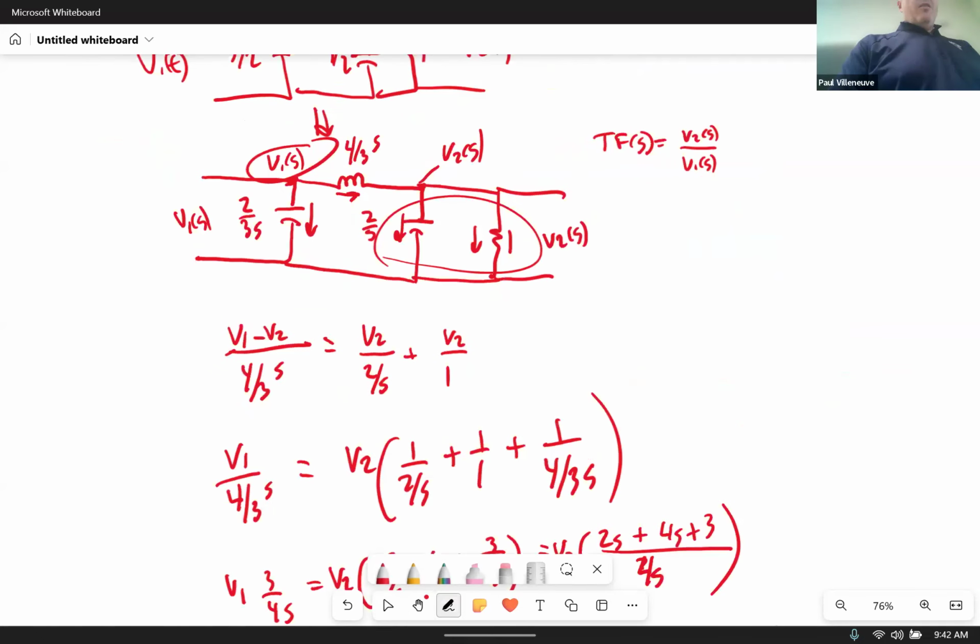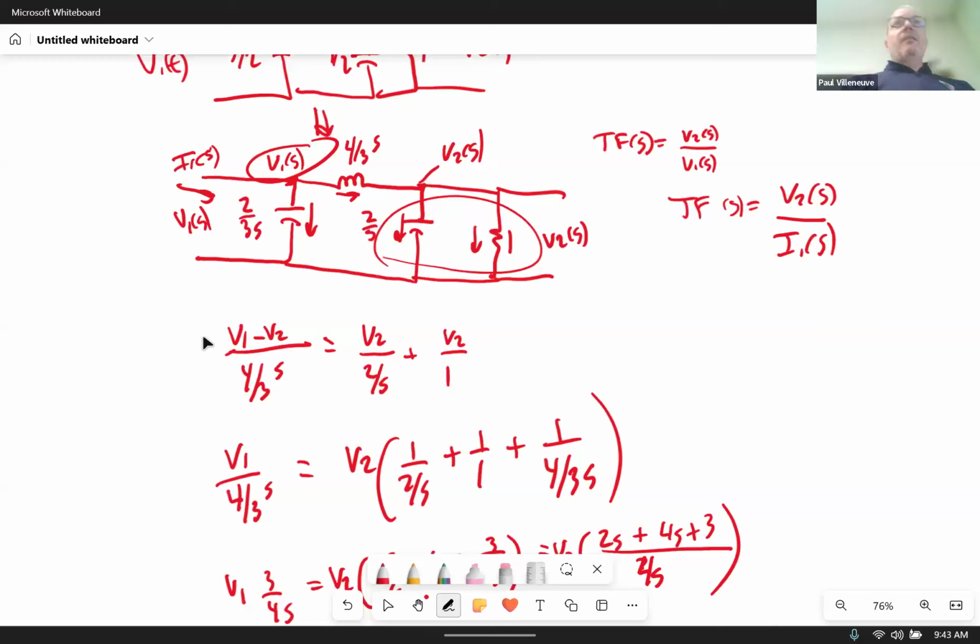But I could say, no, I actually want the transfer function for I1 of S. So what if I said this? You just redo the work to have it expressed as V2 divided by I1. So now you have to write all your equations so that you just have V2 and I1. That one would be a little bit different. It would end up with a different transfer function.